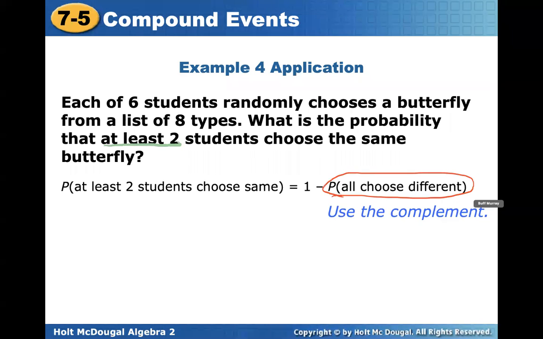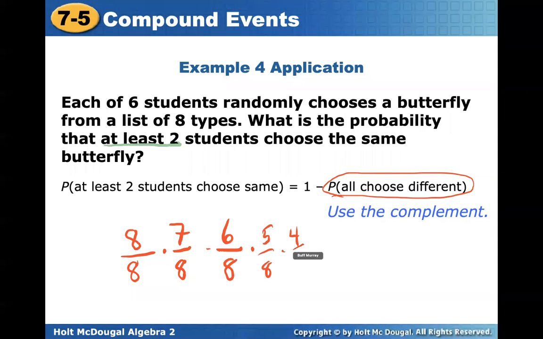Now, would you agree the first person could pick any of the 8 butterflies? They can pick whatever they want, right? Now, the next person, they have a choice of 8, but how many can they pick if they're all going to choose different? 7. The next person still has 8 to choose from, but how many can they pick? They can only pick 6 of them because they can't pick the same as the previous 2. Are you following along here? Now, if we continue that on for 6 people, we end up with this. All right? First person, second person, third person, fourth person, fifth person, sixth person, all in line there. Okay?